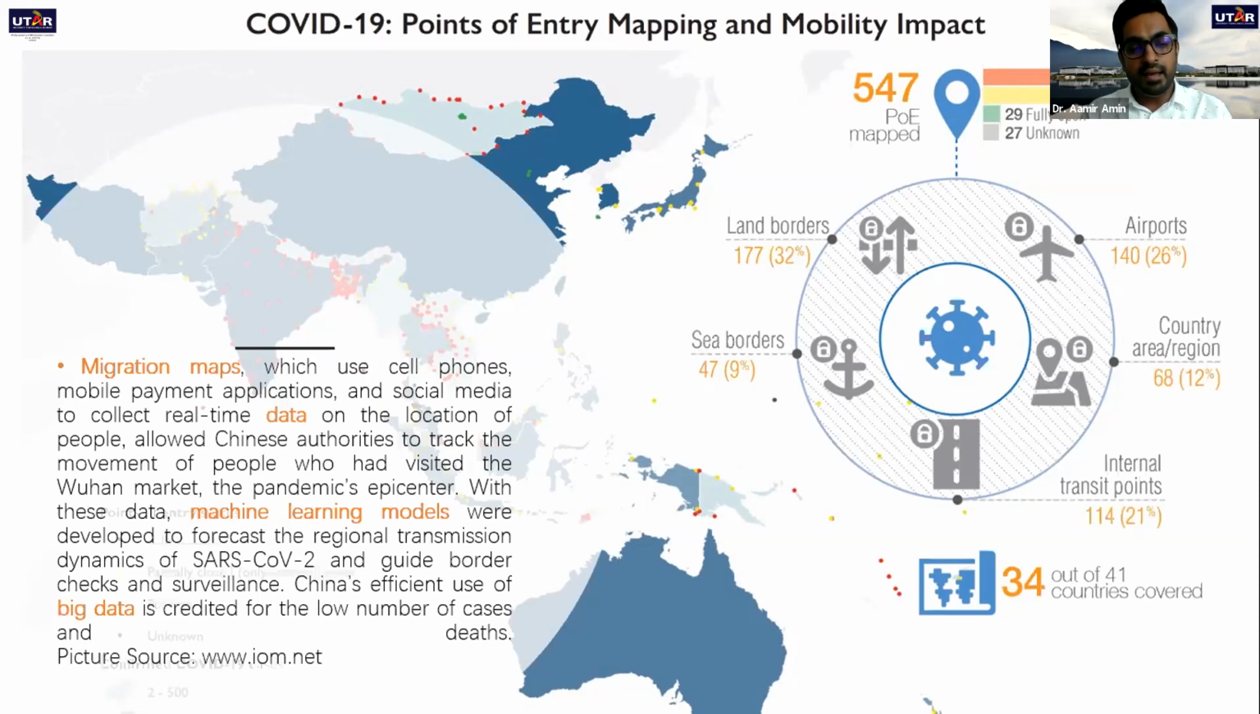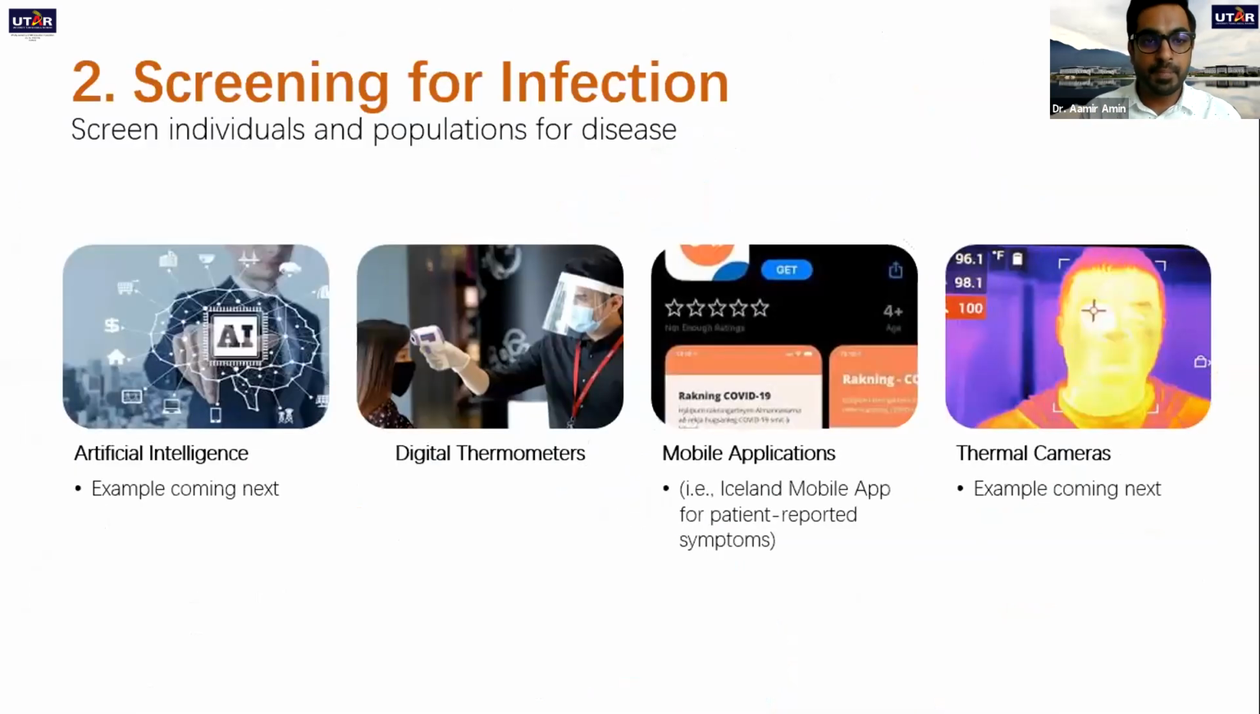Now with this data, coupled with the machine learning models, they were able to forecast the regional transmission dynamics of SARS-CoV-2 and guide border checks and surveillance. Because of their efficient use of big data, they were able to control the disease and have a low number of cases and deaths. So they were able to track people who could be infected, where they have moved, and where they need to put the quarantine rules or any other strict measures.